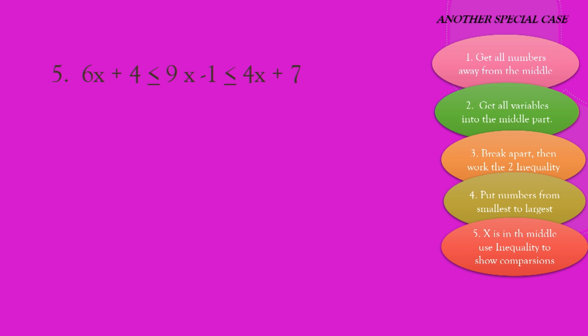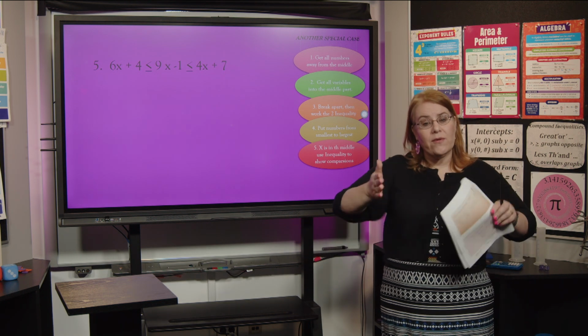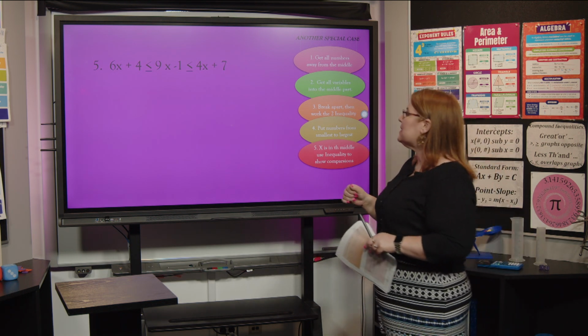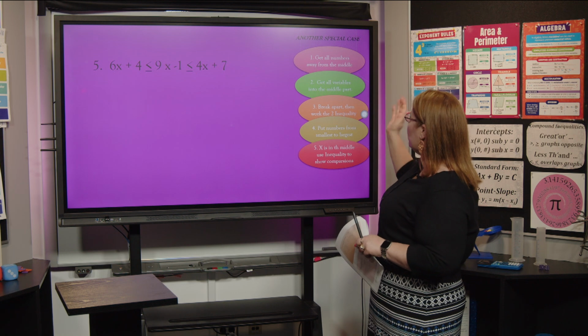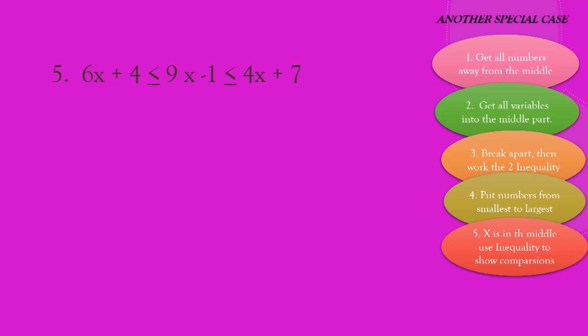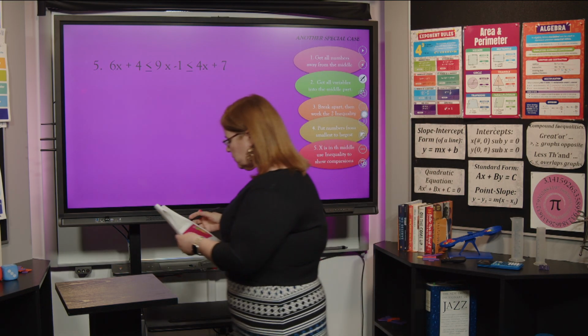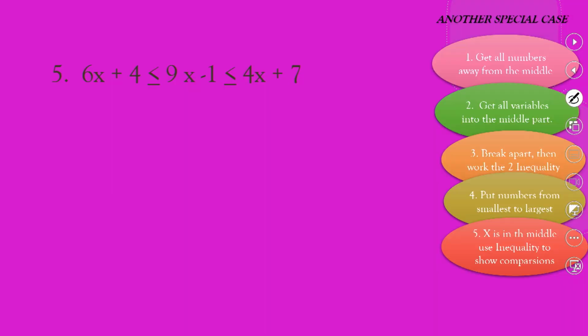All right, so what I need to do is get all of my numbers away from the middle. So how I'm going to do this is I'm going to get my numbers away from the middle, get all of my variables into the middle, break apart the two inequalities that we have, and answer what is, and then my variable, and then what is. So let me get a color, and let's work this. First, I'm going to use these two, and then I'm going to use these two.